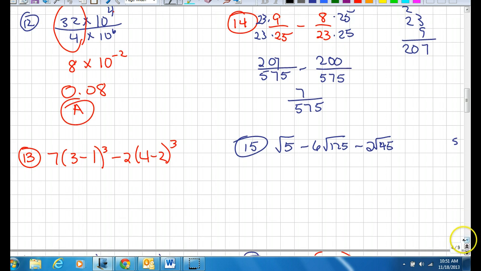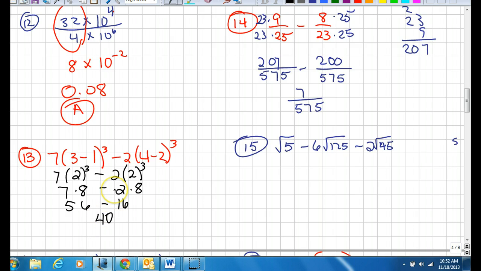All right, for 13, which is down below here, we're going to use PEMDAS. So we got to do inside the parentheses first. So what's 3 minus 1? 2. So 2 to the third minus 2 times 2 to the third. So we did parentheses, now we got to do exponents. So 2 to the third is 8. That makes this 56 minus 16, or 40, for number 13.